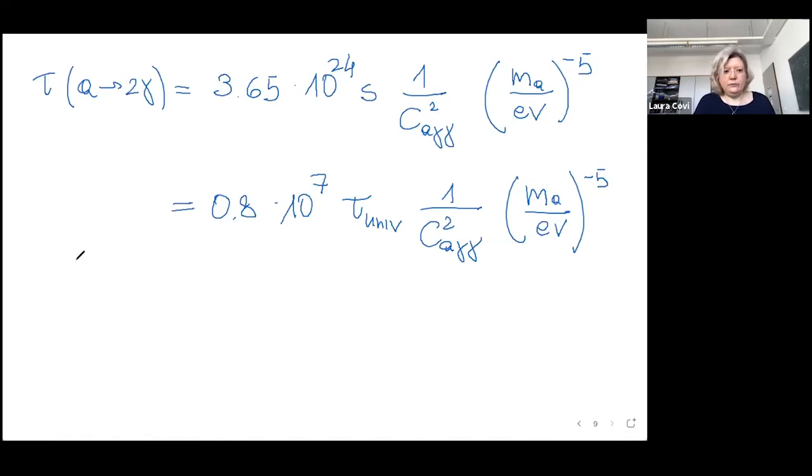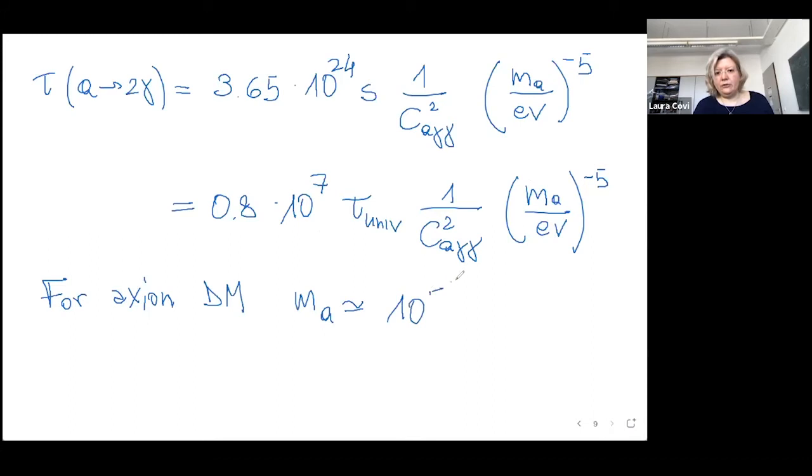Okay, so this means, for axion dark matter, the mass is of order 10 to the minus 5 electron volt or so, or 10 to the minus 6. There is a range. We will see it in a minute in the figure. So therefore, the lifetime is too long to see.